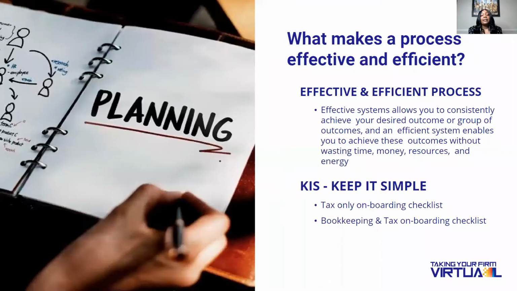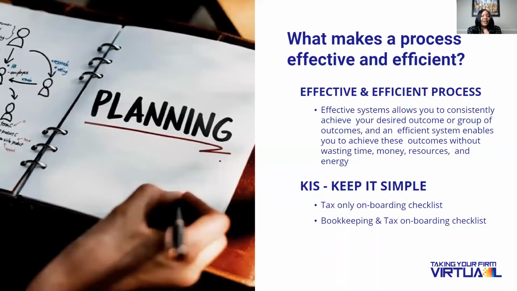So let's dive into what makes a process effective and efficient. So an effective process allows you to consistently achieve your desired outcomes or group of outcomes. And an efficient process enables you to achieve these outcomes without wasting time, money, resources, and energy.